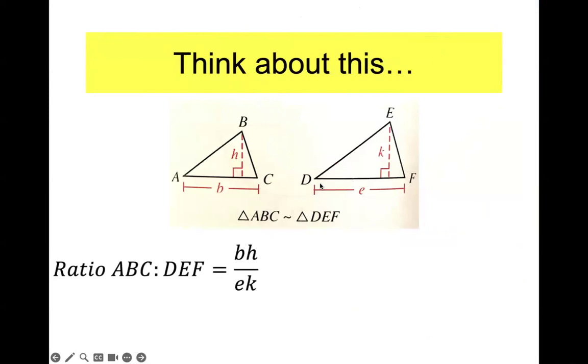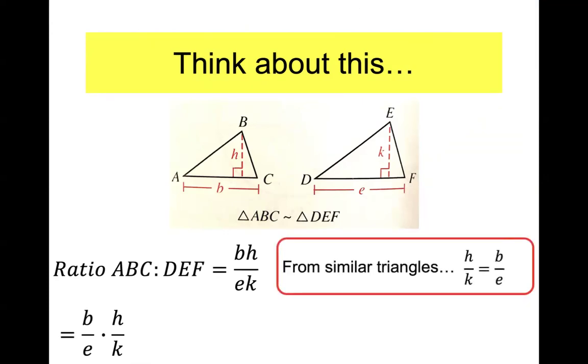So there's my normal proportion. If I split that fraction as b over e times h over k, that would be the same ratio, sorry. And in the previous statement for similar triangles, we just said that if I see an h over k, I can write b over e. And look, I see an h over k, so I can write b over e. And if I do a substitution, I get b over e times b over e, which is b squared over e squared.